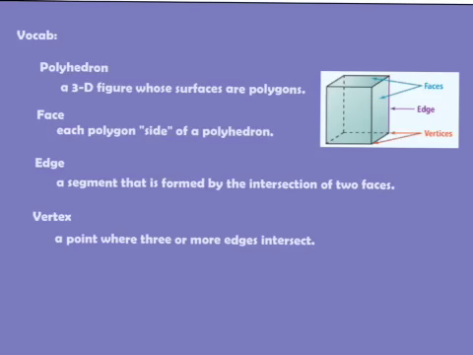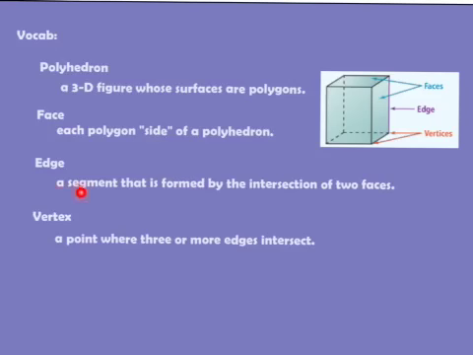First of all, a polyhedron is just a 3D figure whose surfaces are polygons. A face is each side of that polyhedron. So, for example, this would be a face here. This would be a face here. If you think of a box, you're looking at any of the sides of the box. The flat surfaces are the faces.